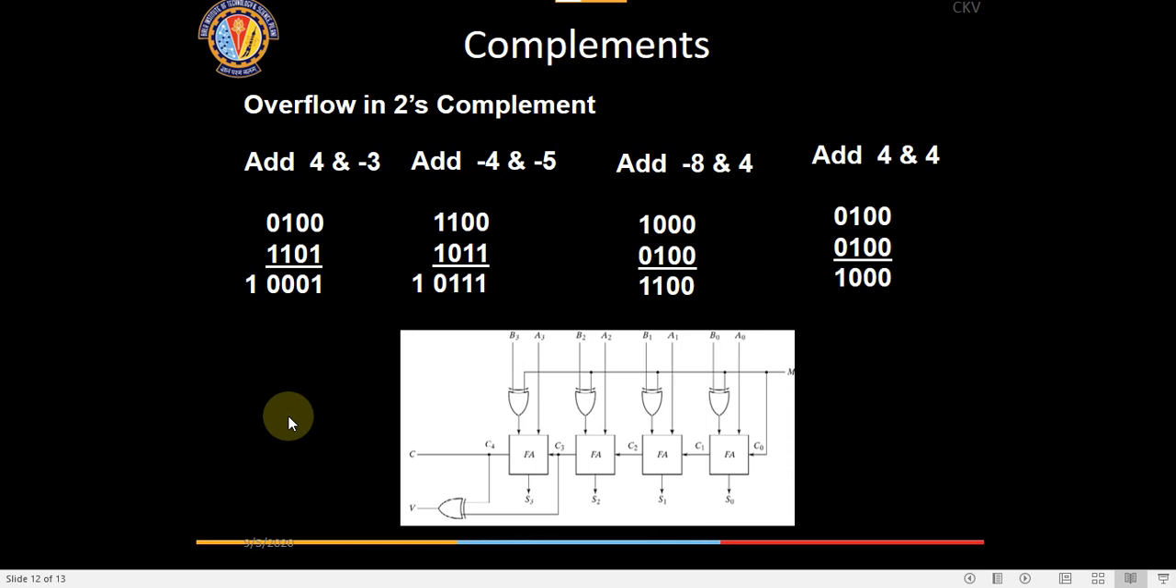So adding 4 and minus 3 isn't an overflow? Yeah, it is not. The answer should be 1, and 1 is within the limits, so it will not generate an overflow.